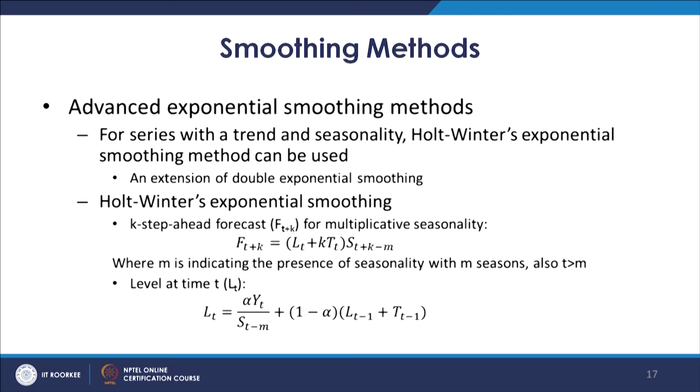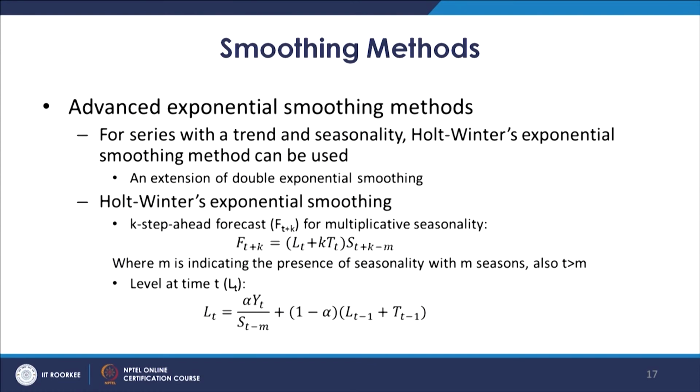So, three smoothing parameters are to be used now: one for the label, alpha; one for the trend, beta; and one for seasonality, gamma. This Holt-Winters exponential smoothing is also an extension of double exponential smoothing. Let us have a look at some of the expressions for this.